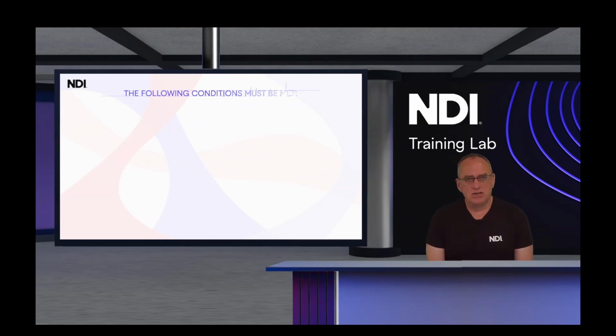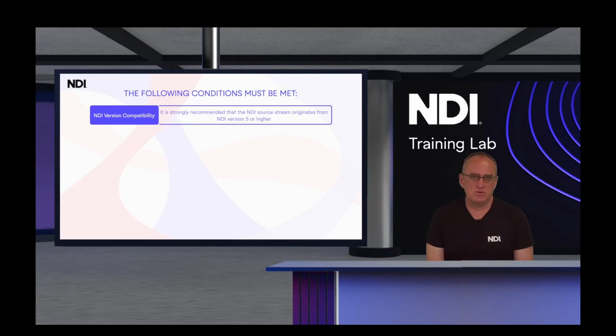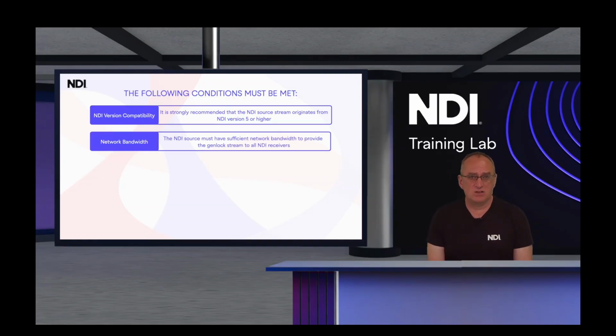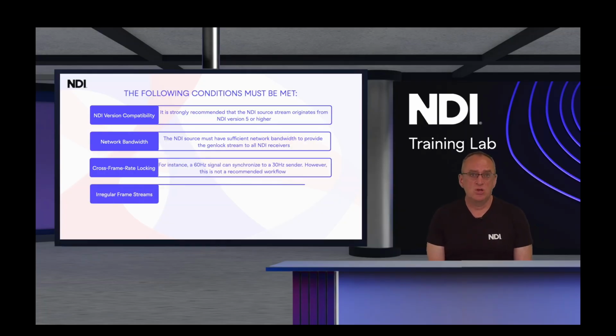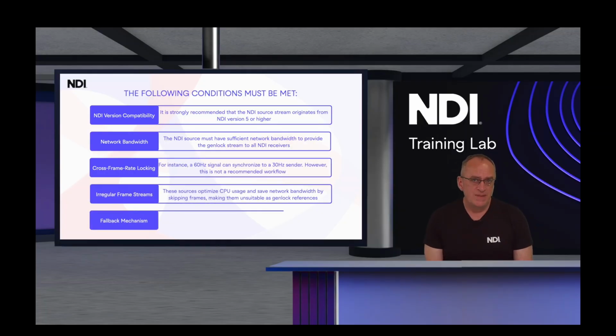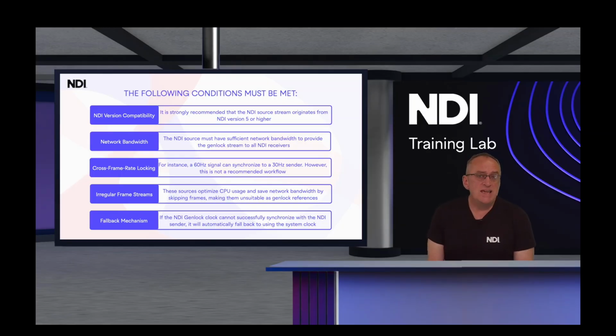To use NDI Genlock, well, you'll need to use NDI version 5 or newer for best results, and make sure that there is adequate bandwidth, which multicast can really help with. You'll also need to avoid irregular sources, for example, test pattern tools, when using it. NDI Genlock really does bring precision timing to software workflows, but only when needed. For most users, NDI's native flexibility is more than enough.